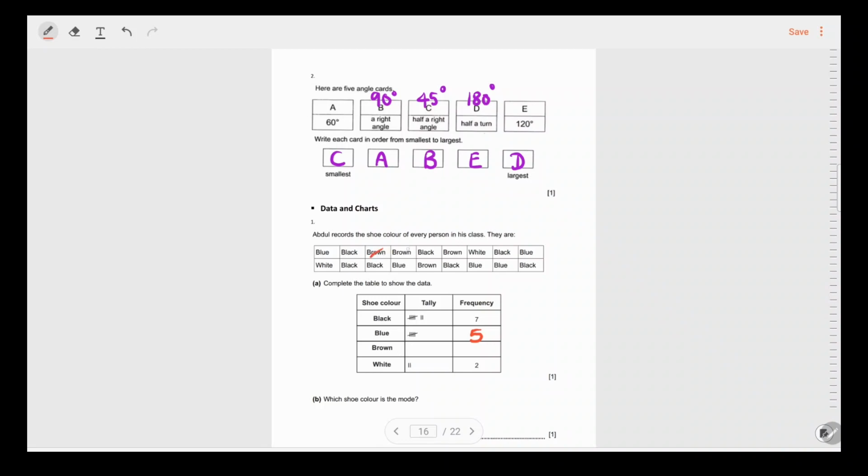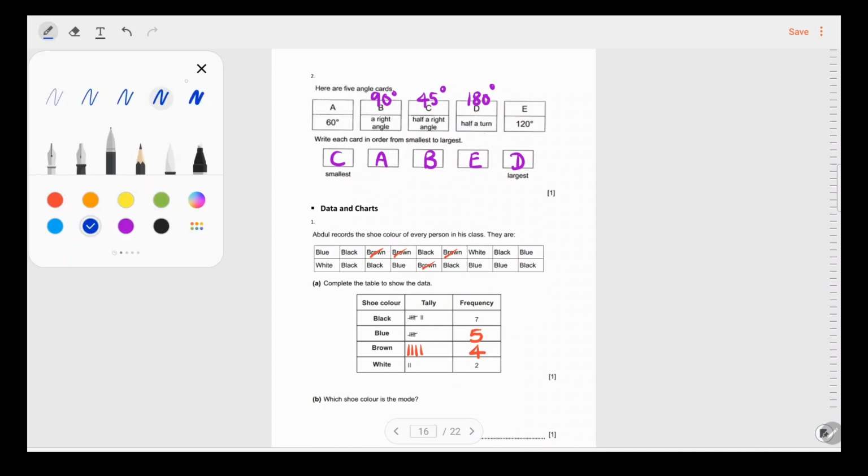So that's 1, 2, 3, 4. That's 4 if I'm not mistaken. So the tally would be 1, 2, 3, 4. And the frequency is the number, so this would say 4.